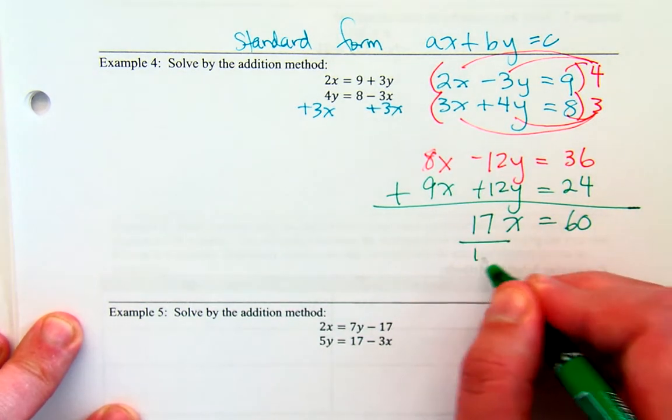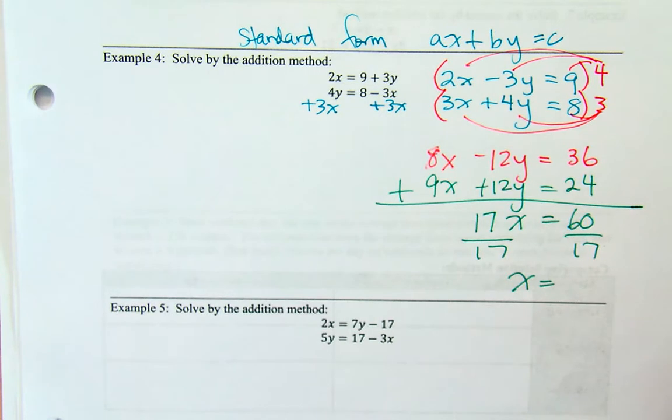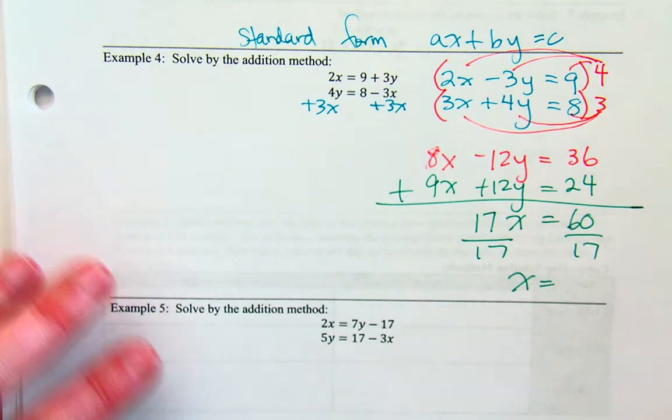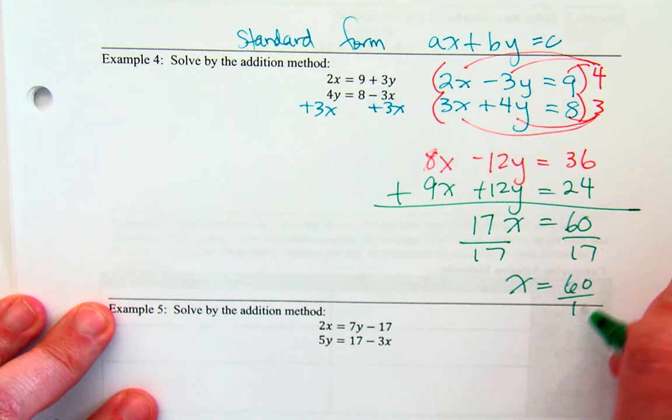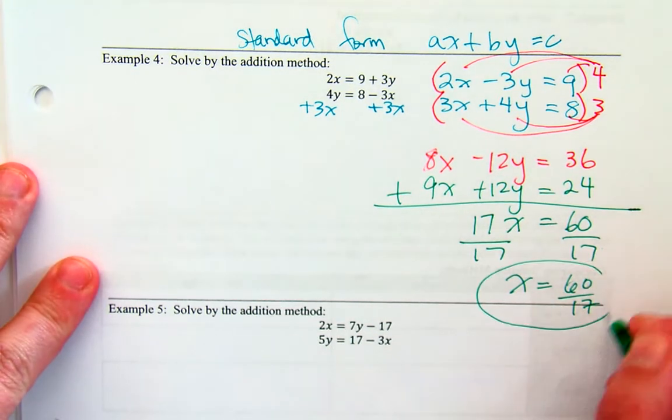Okay, and then we divide by 17, and this is where you start to groan, because you're like, oh, fractions. I feel the same way. All right. So we know x is 60/17. And for a problem like this, we could probably use a calculator and get away with that. That would be okay, too. So now I have this as my x.